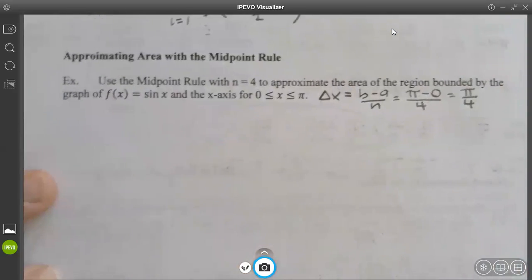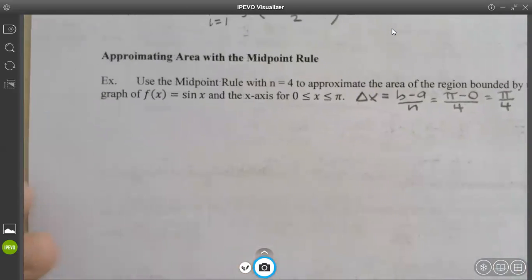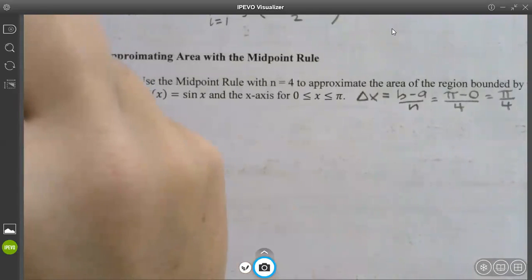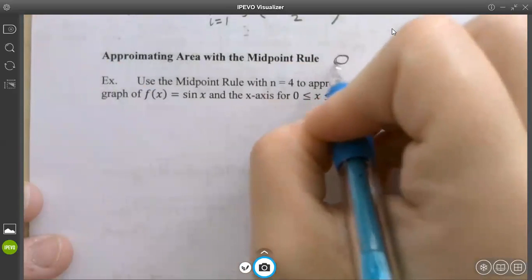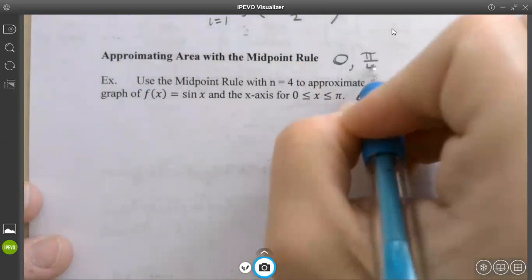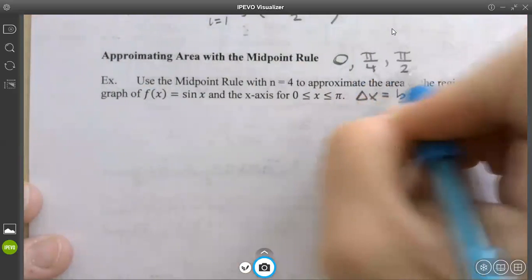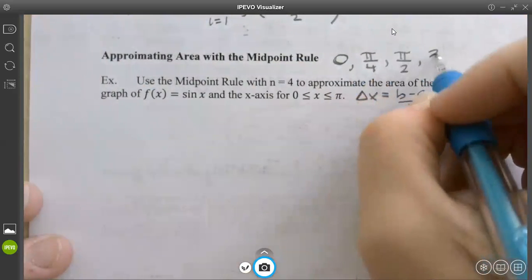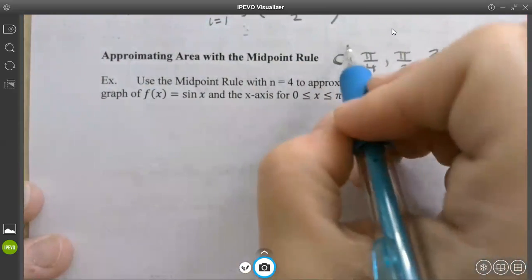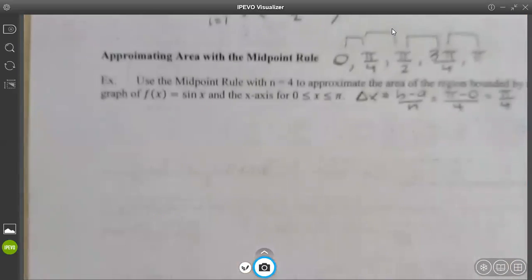All right. So if I split 0 to pi into fourths, what are my endpoints? Where do we start? Do we start at 0? What's my next one going to be? Pi over 4. What's my next one going to be? 2 pi over 4, or pi over 2. 3 pi over 4. And then we finish with pi. So here's your rectangle 1, 2, 3, 4. Does everybody understand that?